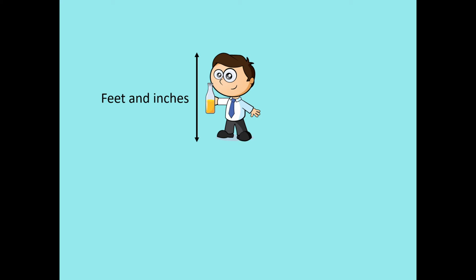Feet and inches. We often do still use this in this country. I'm about 5'6" for reference, and if I say 5'6", the 5 is for feet and the 6 is for inches. So if you ever hear someone say, oh, I'm 6'1", or 5'2", or 4'9", we're normally talking about feet and inches rather than centimetres.